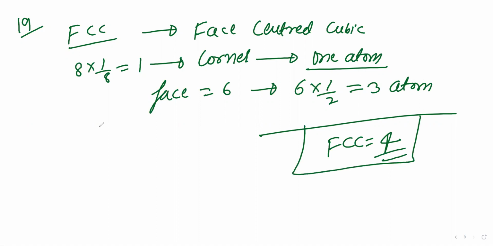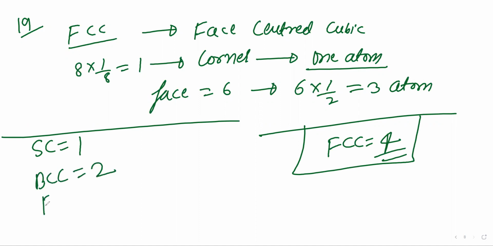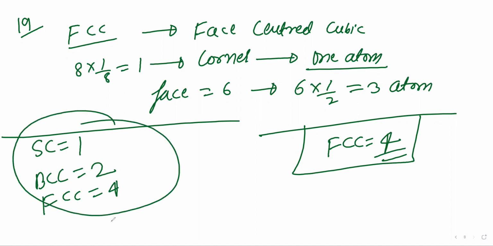Please remember this one also, and I will give you the short form. In simple cubic the contribution is 1, in BCC it is 2, and in FCC it is 4. You can directly remember it when it is asked. So these are the 3 main points for the contribution.